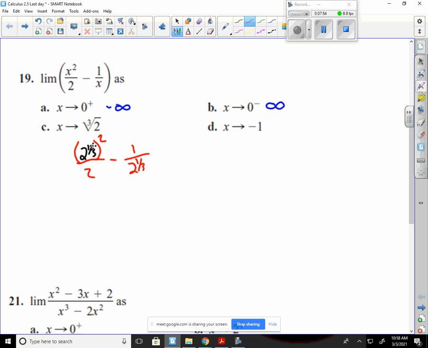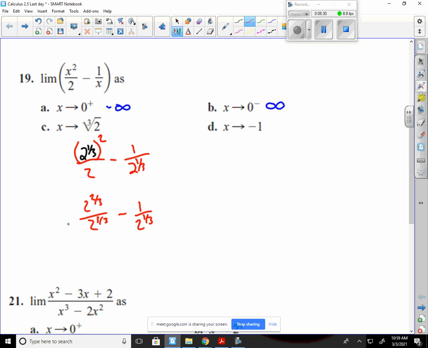2 to the 2/3 is what this first part would become. 2 to the 2/3 over 2. And we're still going to leave that as minus 1 over 2 to the 1/3. 2 to the 2/3 over 2, that's like 2 to the 3/3 because it's 2 to the first power. 3 over 3 is 1. That's going to give me 1 over 2 to the 1/3.